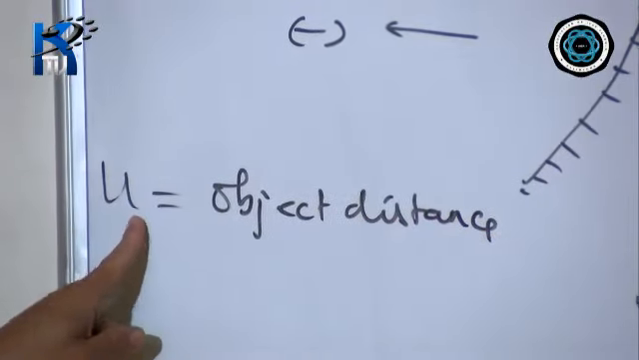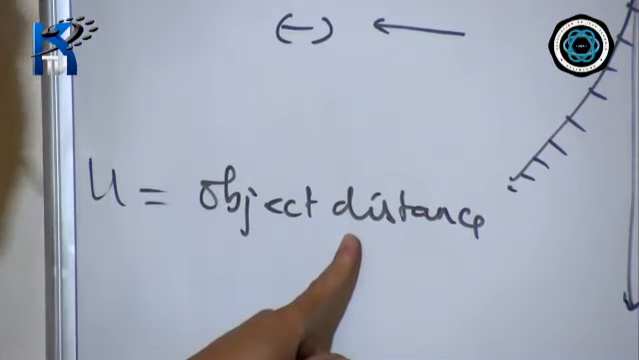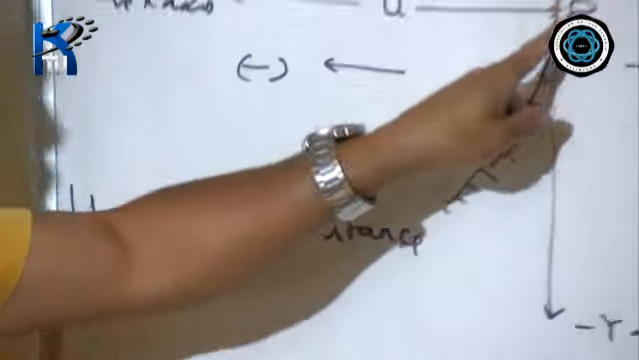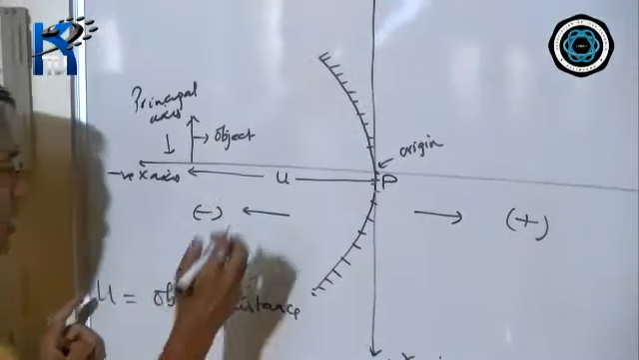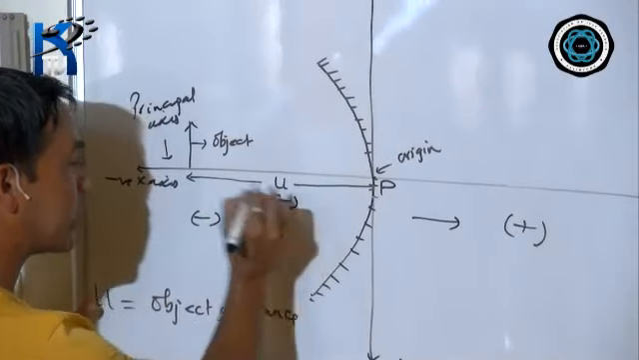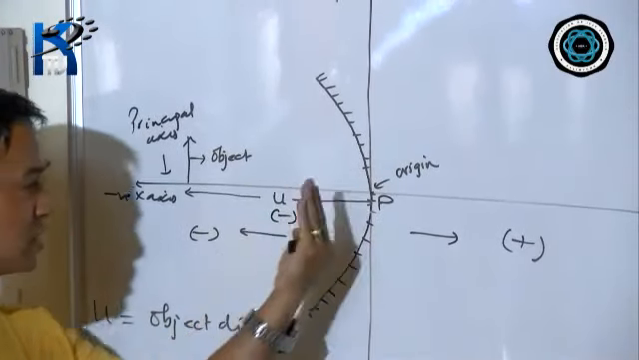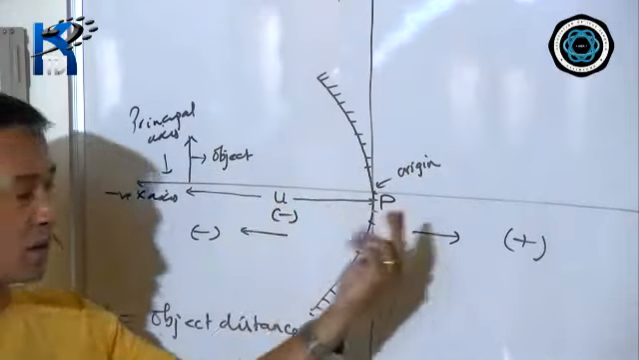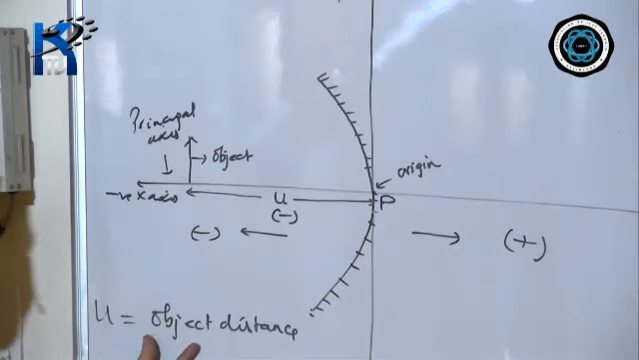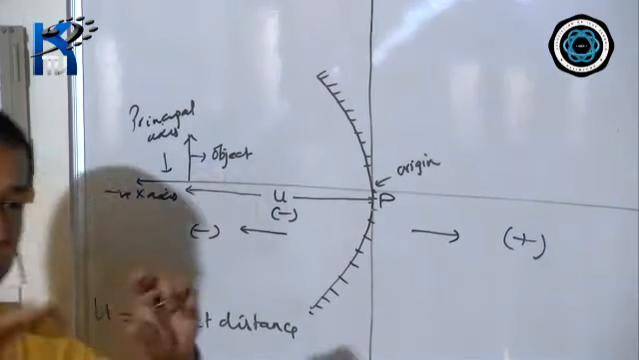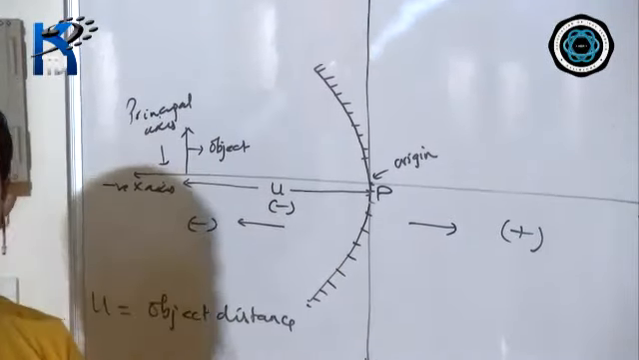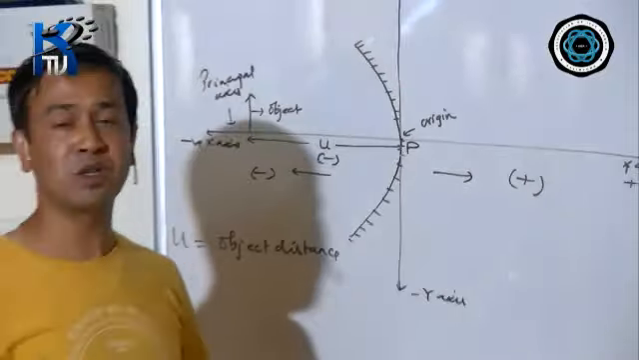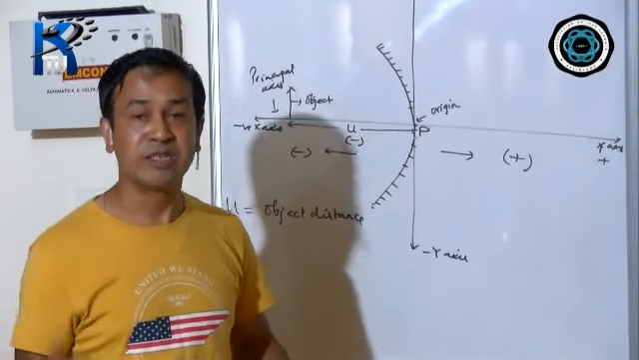So U is the symbol that we use for object distance. So what is object distance? It is the distance measured from the pole to the object. Now if you follow the sign convention, your object distance is taken as what? Negative. That means you are measuring this side, the distance to the left of the pole, and this distance is taken as negative. So whether it is for a convex mirror or a concave mirror, the object distance is taken as negative.